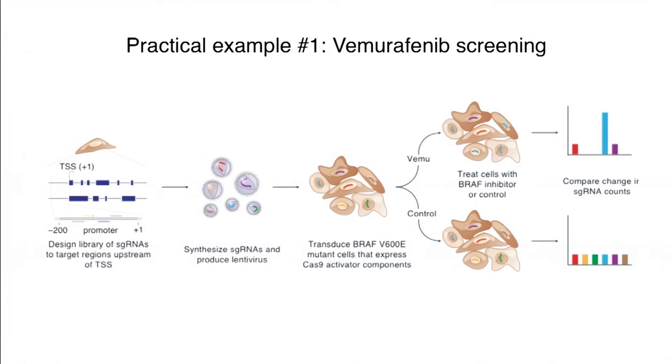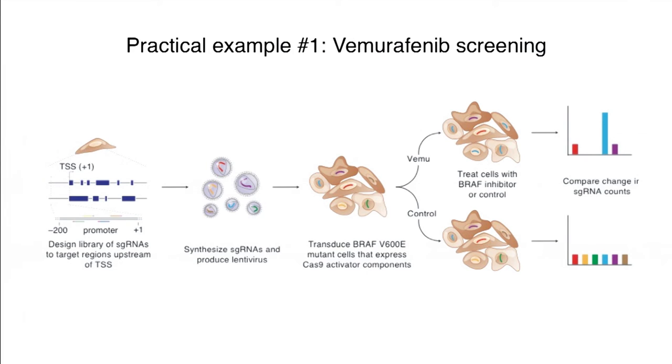Okay, so now going over the first practical example of setting up a vemurafenib screen. For the vemurafenib gain-of-function screen, we targeted our library to all the transcriptional start sites of RefSeq isoforms to activate each isoform in a genome-scale gain-of-function library. We synthesize the sgRNAs, produce lentivirus from this pool, and transduce it into BRAF V600E melanoma cells. These are melanoma cells that have a mutation in BRAF that allows them to proliferate, and this particular mutant is very sensitive to vemurafenib. Vemurafenib is very effective at blocking the growth of these cells.